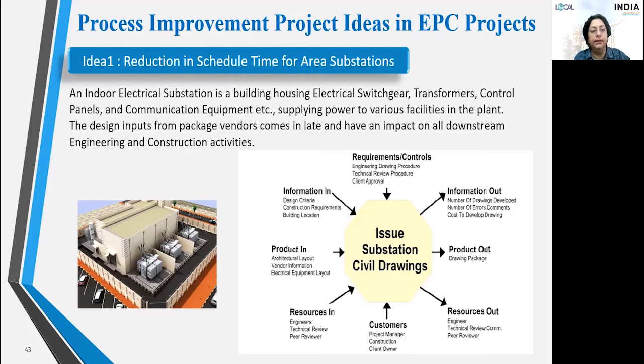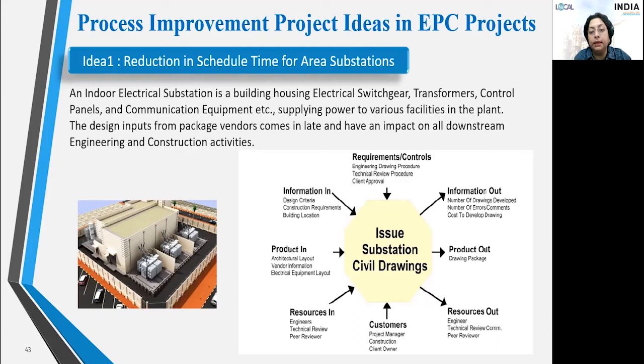Now you can see that the design inputs from package vendors come in late and hence have an impact on the downstream engineering and construction activities. So to prepare and issue a substation civil drawing, the inputs that are needed are the design criteria, construction requirements, building locations, the architectural layout, vendor information, electrical equipment layouts, and also the resources, obviously: the engineers, the technical reviewers, the peer reviewers, and we also have to get approval or guidelines and specifications from the customer, project manager, construction managers, and client owner.